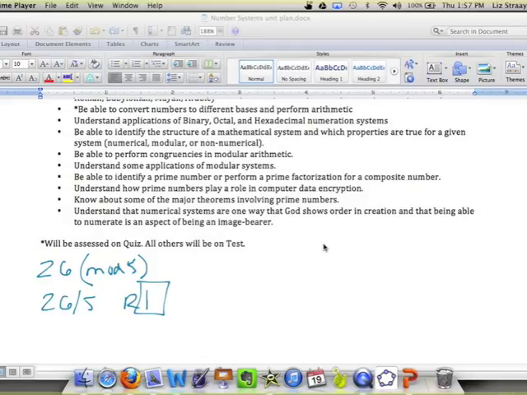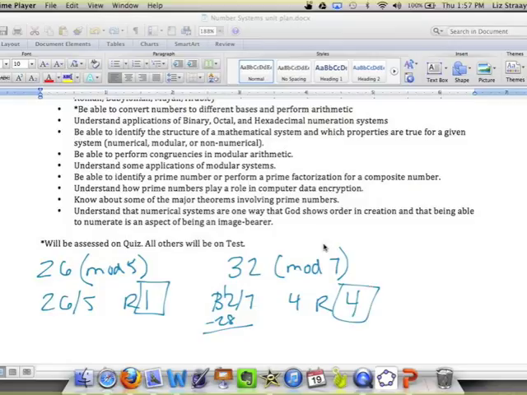So like if I gave you 32 mod 7. Okay, so we're going to take 32 divided by 7. The closest one that we can get in there is 4, but we don't really care how many times it goes in. 4 times 7 is 28. So our remainder, subtracting out, would be 4.